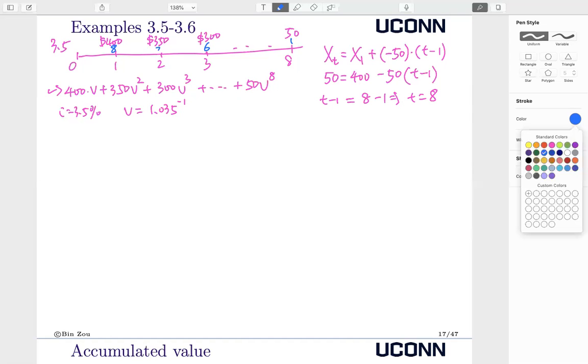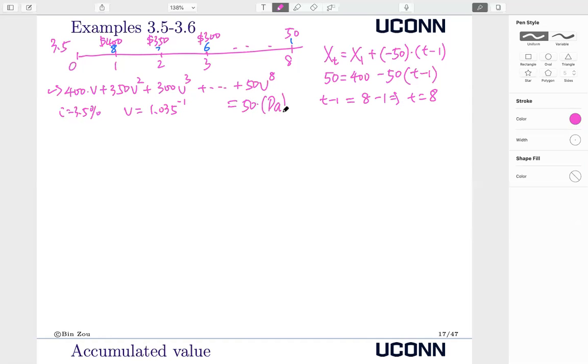So this is the (Da)_8 at i. Okay, get your calculator to finish the final result. We have one more example to go, 3.6.